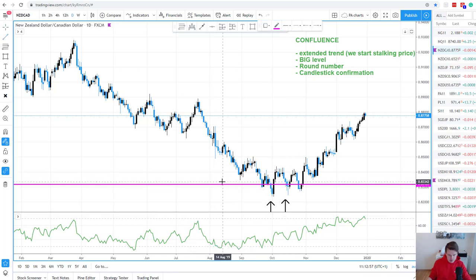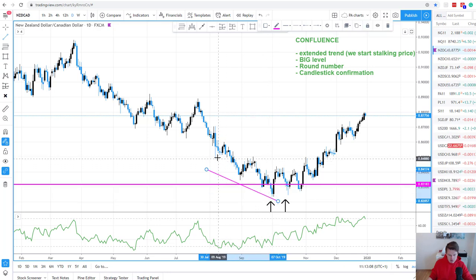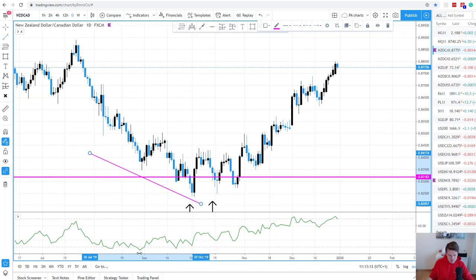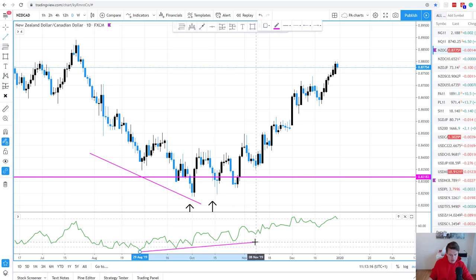What is a divergence? Let me just briefly recap. A divergence is when your indicator and the price action do two different things. So here, the market was making lower lows, very obviously a lower low, and another lower low, or two lower lows. But at this point, the RSI started making higher lows.